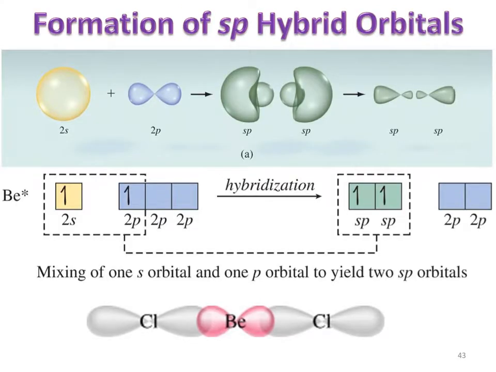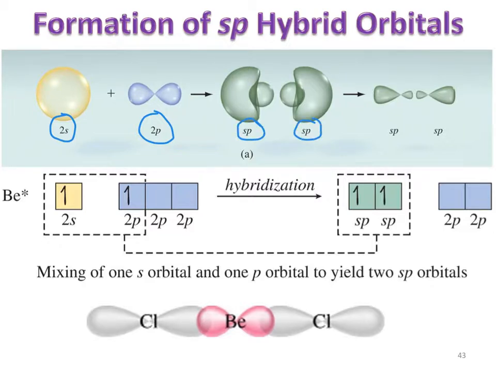The first hybridization is the formation of what is called the sp hybrid. An s orbital is mixed with a p orbital. Note that when mixing, they both come from the same principal quantum number. Have to mix a 2s with a 2p. I don't mix a 2s with a 3p, for example. The result is two new orbitals called sp orbitals.